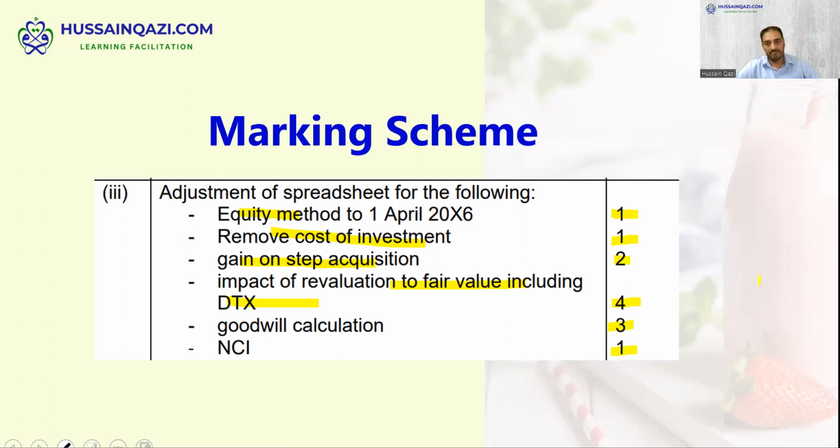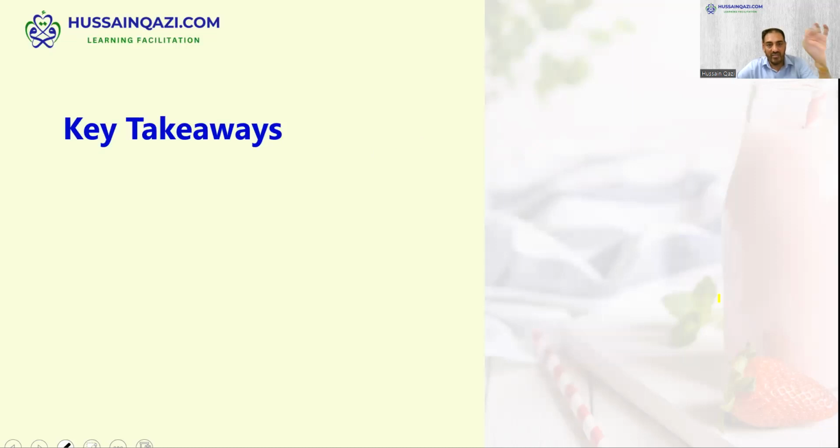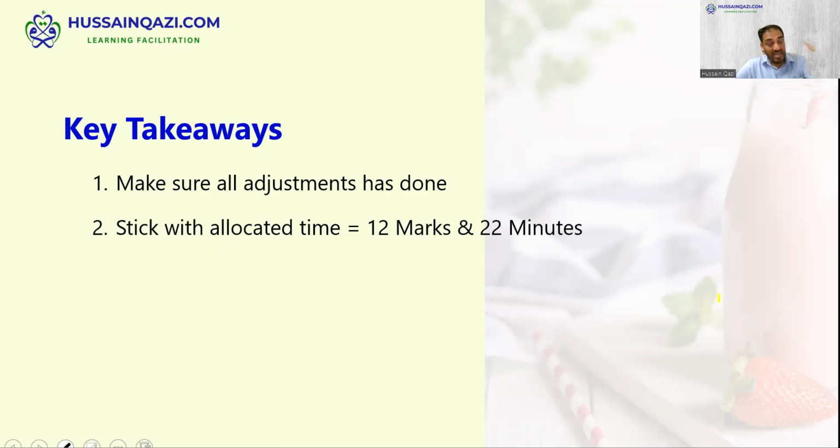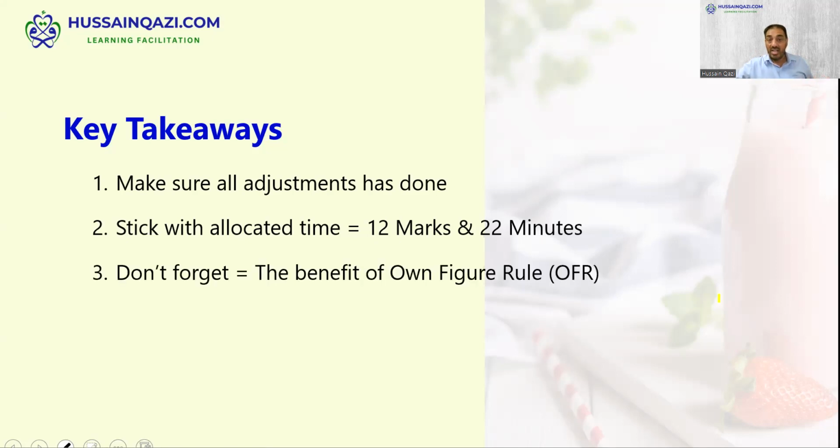My last wordings here. Key takeaways about this part of the solution. Number 1, make sure that you have done all adjustments, which comes from careful reading of the question. Stick with time management, because normally the observation is that students are very committed about the calculations and very desperate. Control your emotions. The allocated time is 22 minutes. You have to cover it within 22 minutes. Don't forget the benefit of own figure rule.